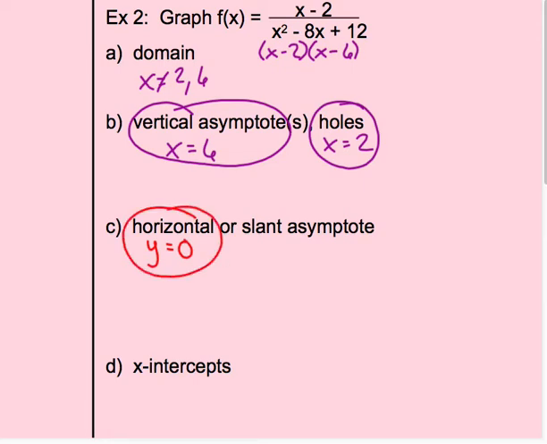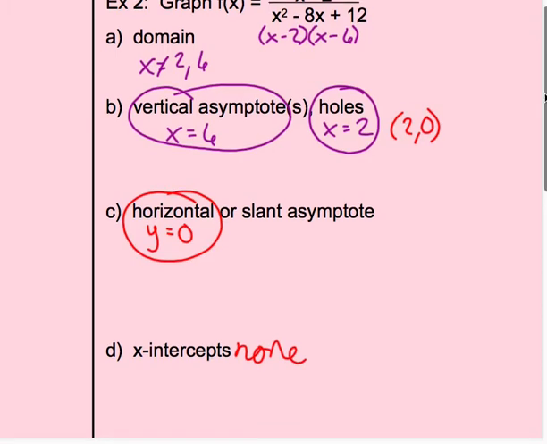X-intercepts: set the numerator equal to 0 if it's not a hole. That numerator factor cancels with the denominator, leaving a hole in the graph, not an x-intercept. So now we know that this hole would occur at (2, 0) exactly. So we have no x-intercepts because there's nothing left in the numerator to set equal to 0 after we cancel that common factor.